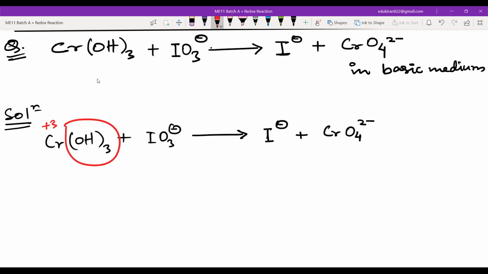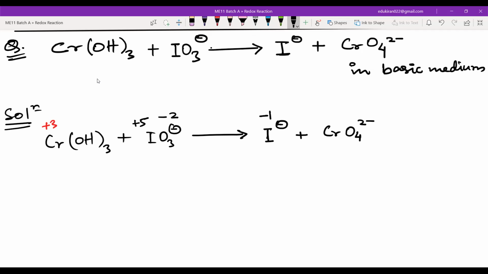Okay. So we have our reduction and oxidation. So let me write oxidation first. From Cr, from here to here, it is oxidation, right? Cr(OH) whole thrice is giving me CrO4 2 negative.